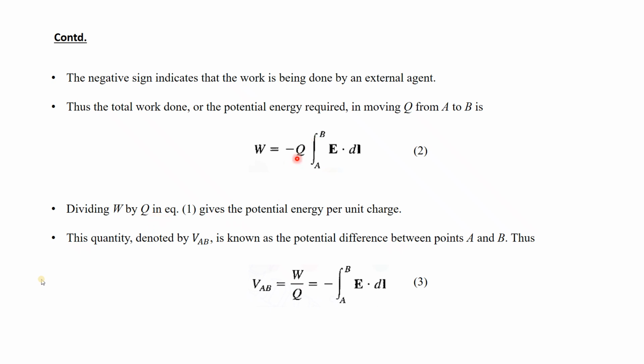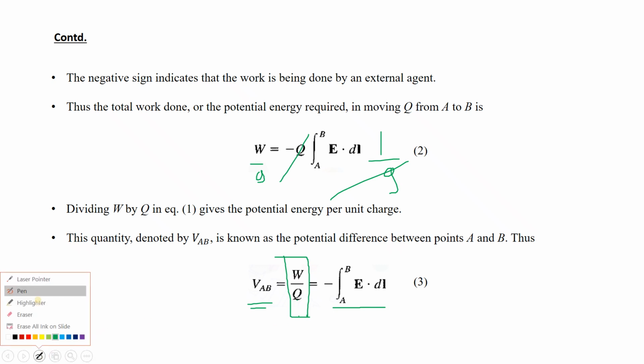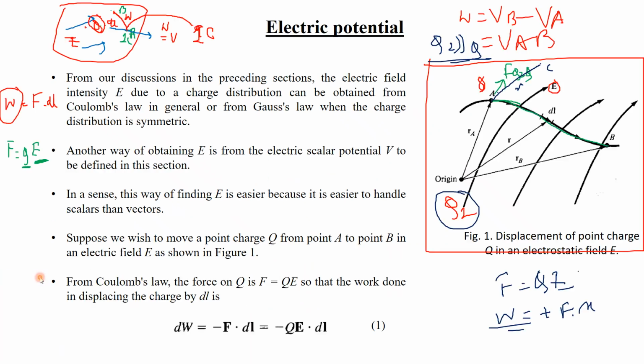Okay. Now dividing W by Q. If I divide the W by Q, that means LHS and RHS, if I divide with Q, the equation can be modified. What will happen? Q will get cancelled. So over here we will get minus integration of E dot dl. So this quantity is called the potential difference, that means work done per unit charge. So this is the actual formula for the potential difference, work done per unit charge.